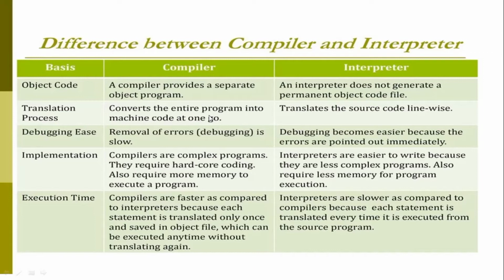Now come to the interpreter. Interpreters are easier to write because they are less complex programs, also requires less memory for program execution. Why are they easier? Because interpreters work statement by statement. They do not need to go through the whole code and understand the logic of the developer and then perform some execution, then implement it.